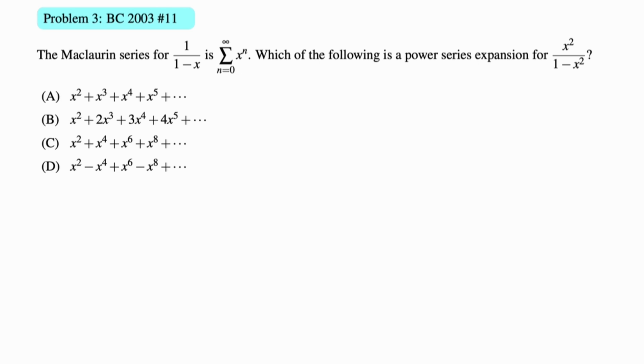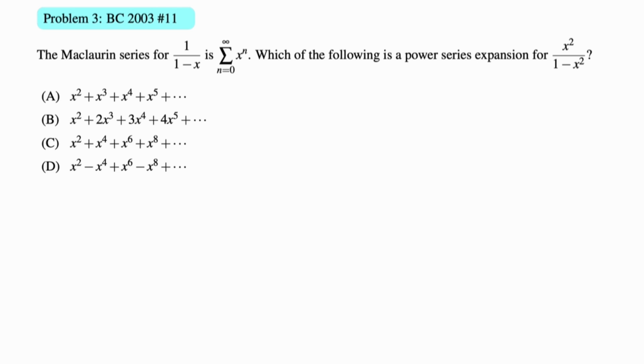The Maclaurin series for 1 over 1 minus x is the sum from 0 to infinity of x to the n. You should definitely have that memorized. Memorize that one, memorize e to the x, memorize sine of x, memorize cosine of x. Going into the exam without those memorized is a really bad idea. All right, so we have this. Which of the following is a power series for x squared over 1 minus x squared?